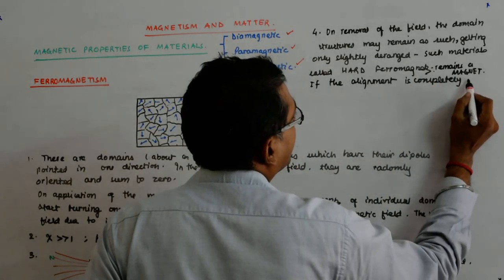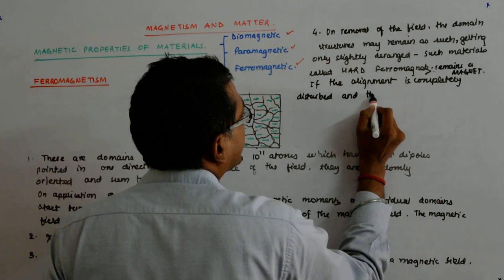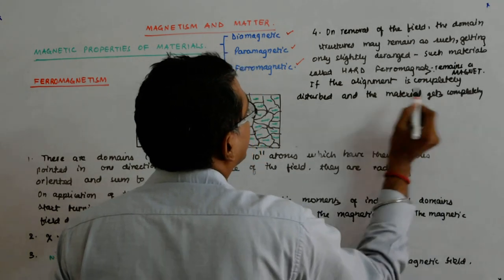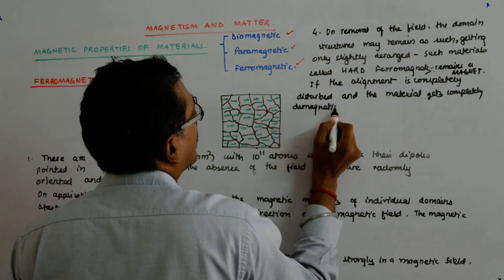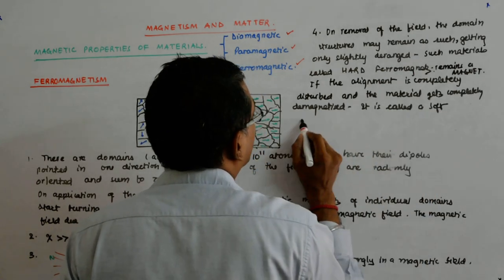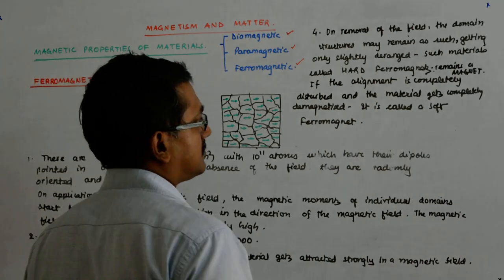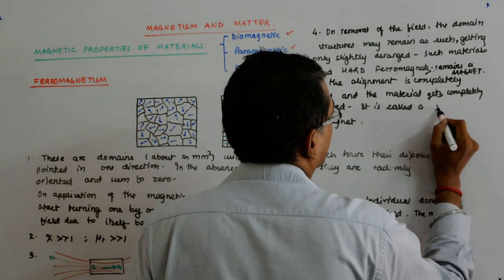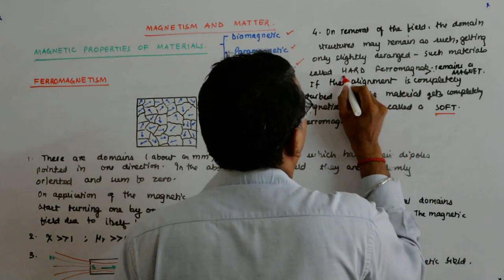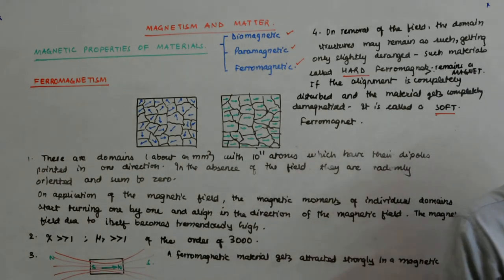If the alignment is completely disturbed and the material gets completely demagnetized, it is called a soft ferromagnet. You'll understand it a lot more when we do the BH curve. Okay? Fine?